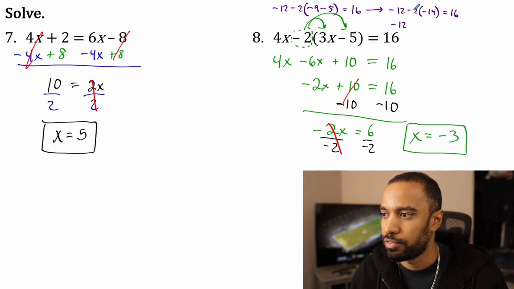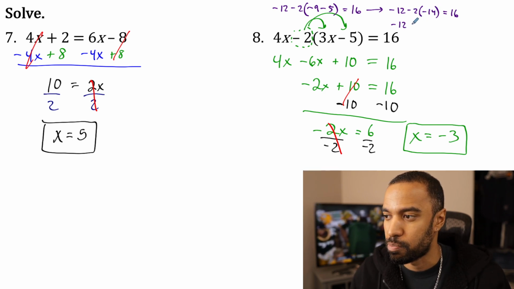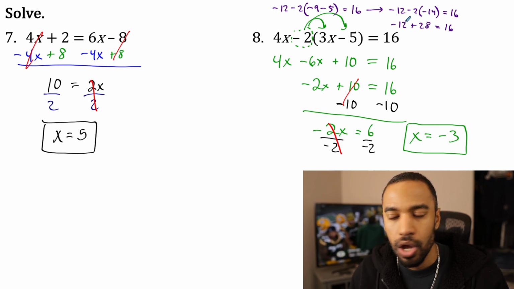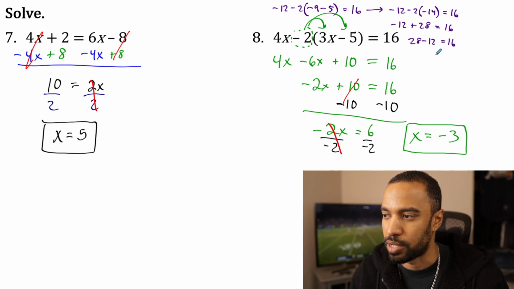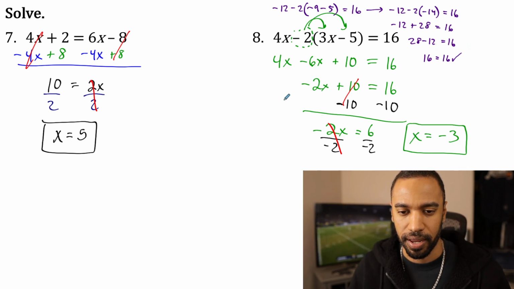That's negative 12. Negative 2 times negative 14 is positive 28. Negative 12 plus 28 equals 16. Well, this is the same as 28 minus 12. Does 28 minus 12 equal 16? You betcha. So 16 equals 16. And that checks out. That means that's our proper answer.